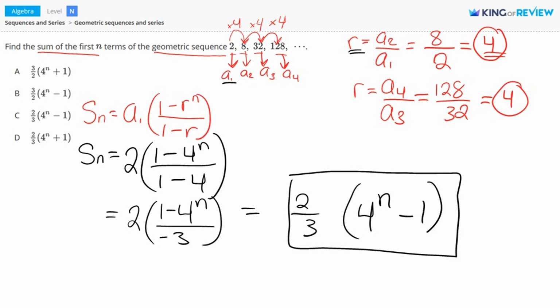And this is our final answer. So this represents the sum of the first n terms. So letter C is correct.